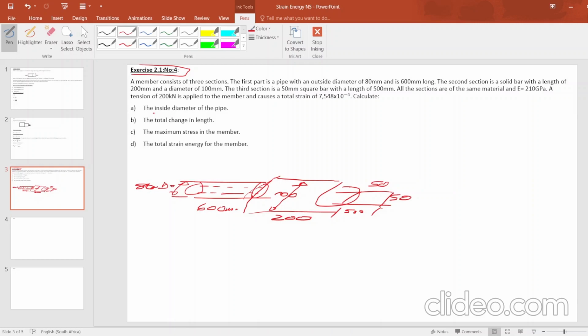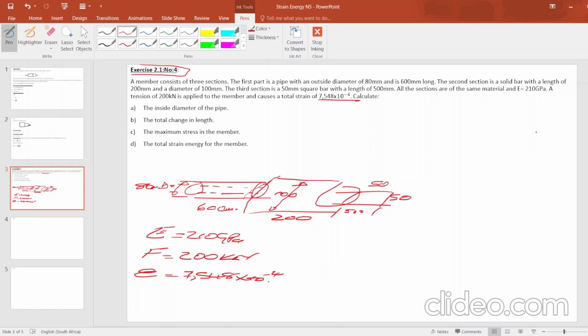Then the first question, they want us to calculate the inside diameter. And we are given the Young modulus, it is 210 gigapascal. Then we are given the tensile force, it is 200 kilonewton. Then we are given the strain, it is 7.548 times 10 to the power negative 4. Strain doesn't have an SI unit.